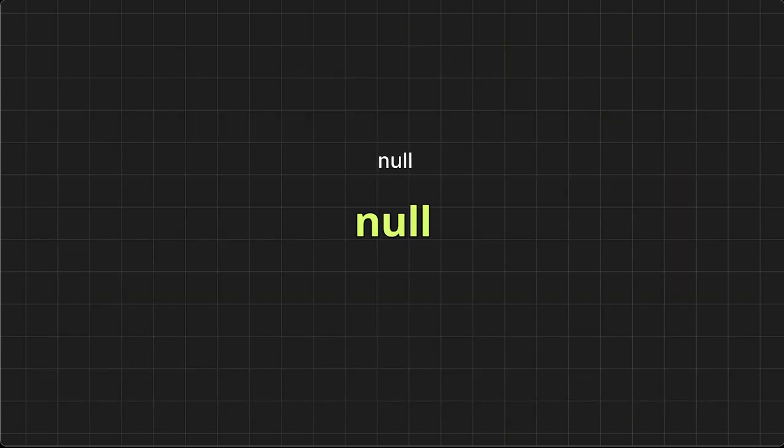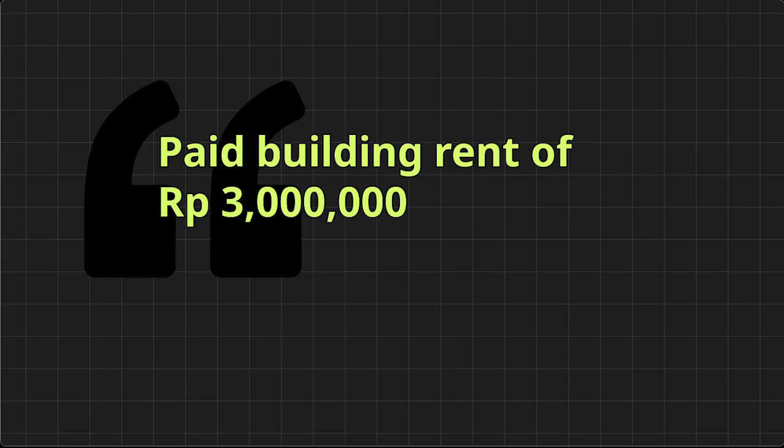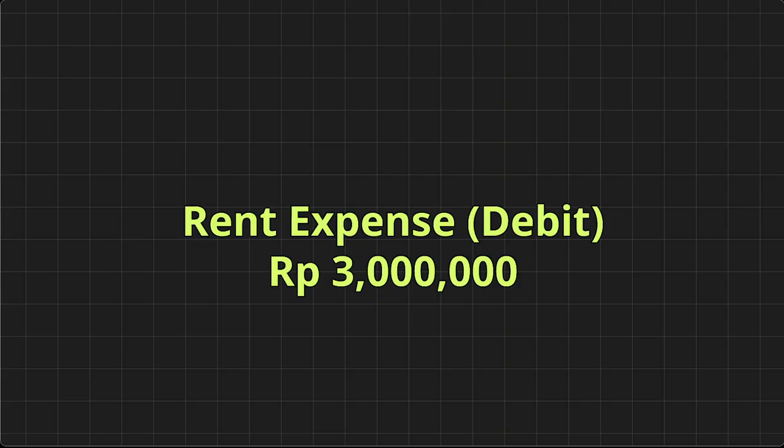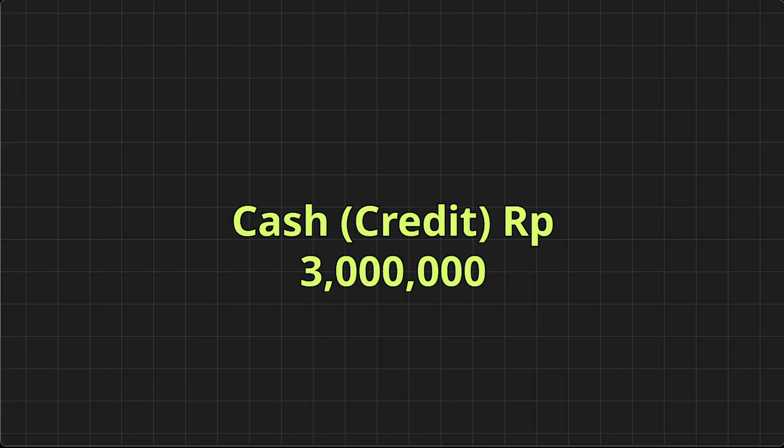Example of a general journal entry. Date: November 1st, 2025. Transaction: paid building rent of 3 million rupiah. Journal entry: Rent expense, debit, 3 million rupiah. Cash, credit, 3 million rupiah.